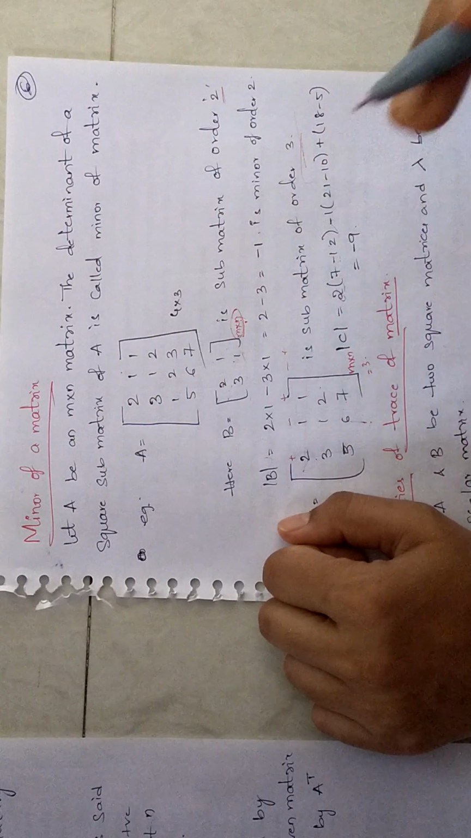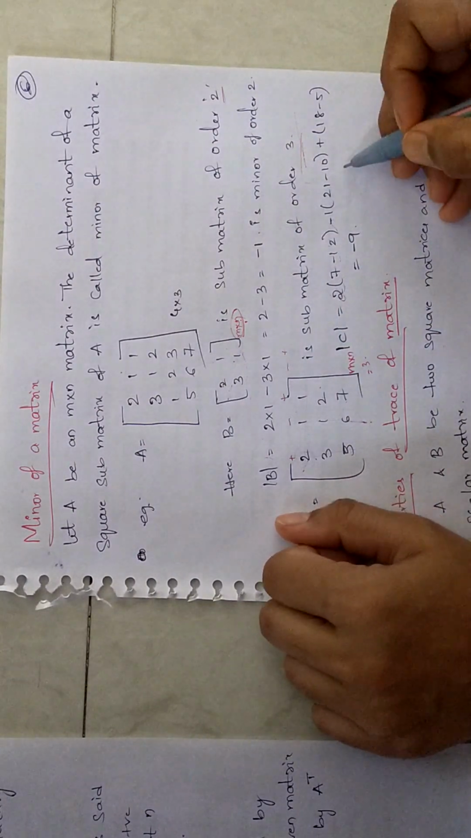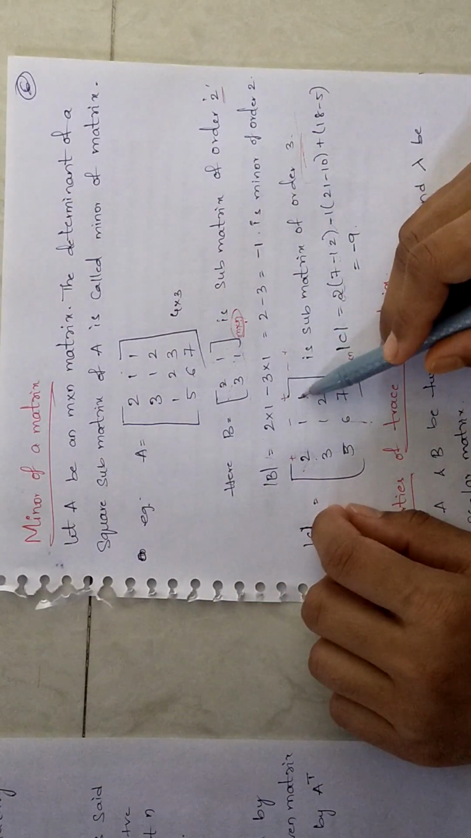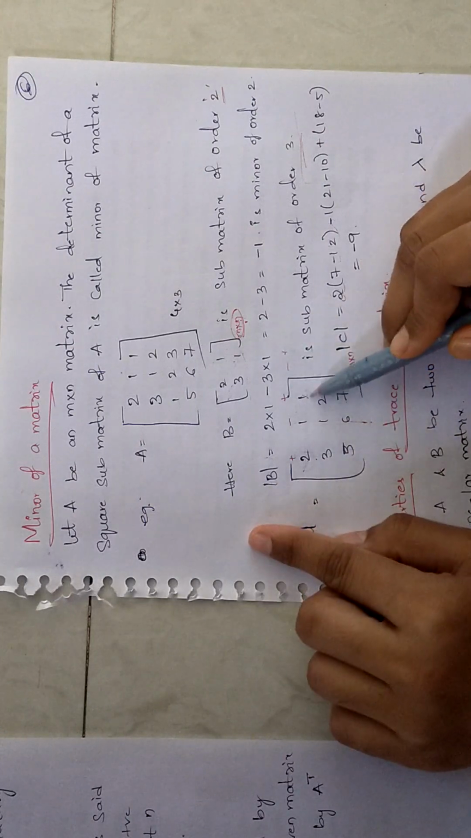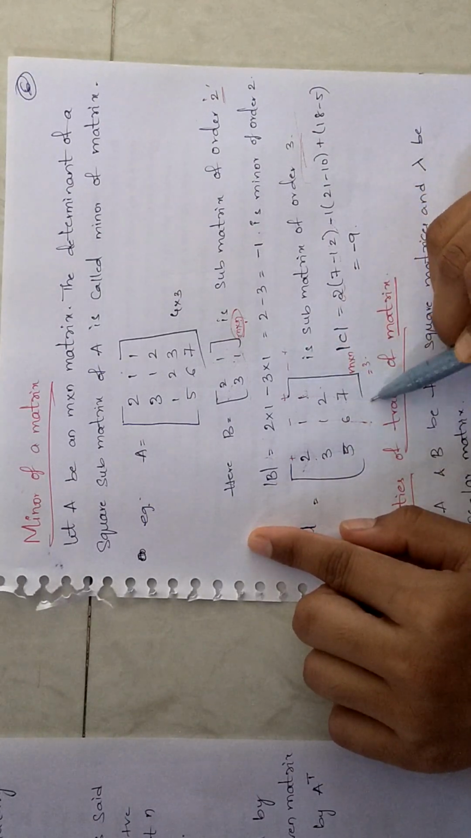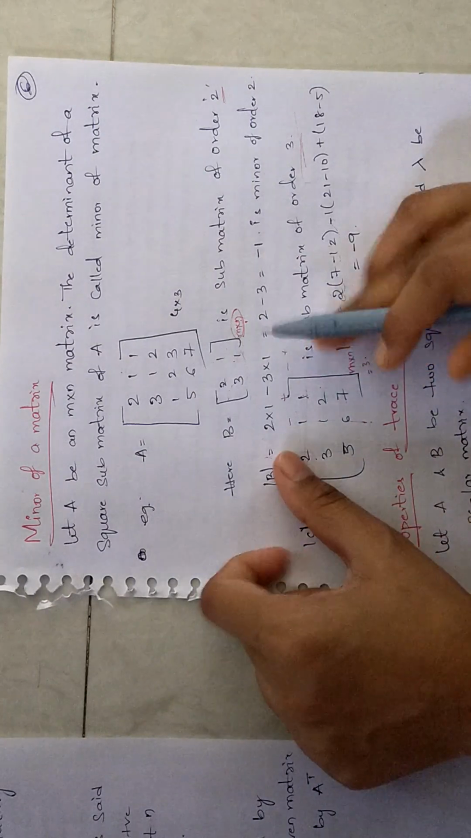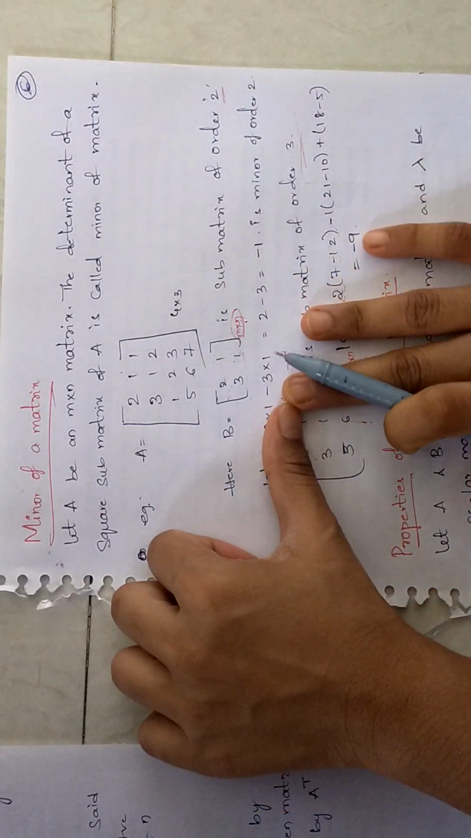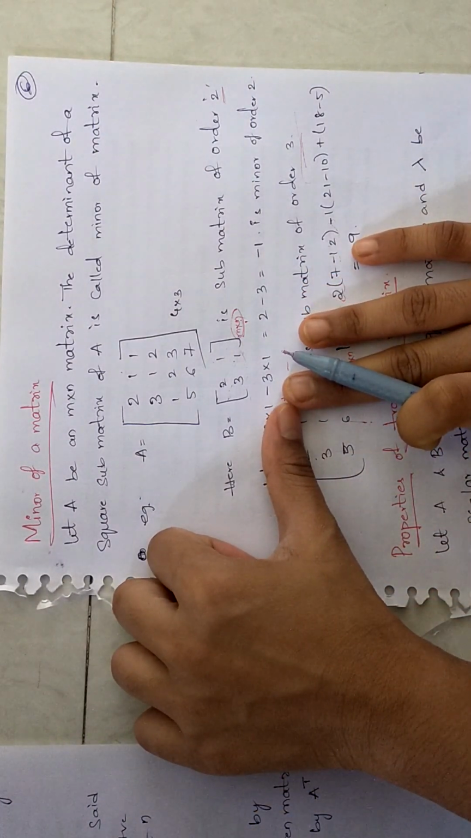Plus, minus, it should be alternate, right? And now again you have to take this number. If you are taking this number, it means you have to leave this column and this row. So what will the numbers be? 3, 1, 5, 6.